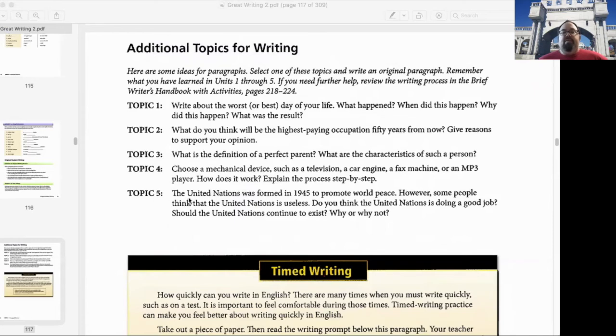Topic 5 is about the UN. Some people think it's useless, other people think it's important and doing a good job, and you have to explain whether you think that UN should exist or not. So there is a wide variety of topics to choose from here in these 5. So go ahead and choose one of them and type up your paragraph.